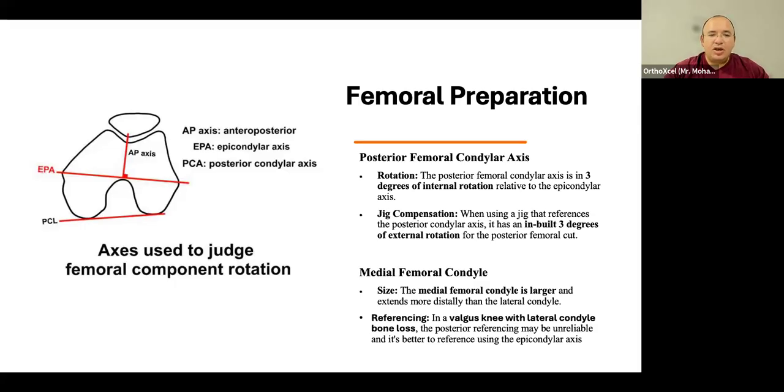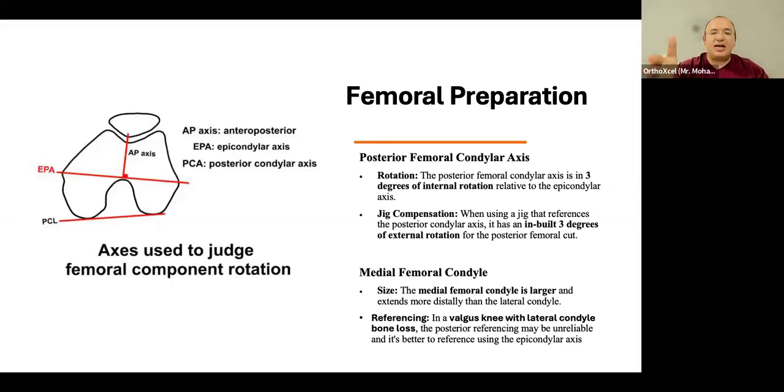So what you do is put the reference on the posterior epicondylar axis and make 3 degrees of external rotation, so you can maintain your component in external rotation. If you have a valgus knee, you have to be careful. You have to draw these lines and follow them, because this reference is gone: you have a hypoplastic lateral femoral condyle, so you don't have the option to use posterior referencing.